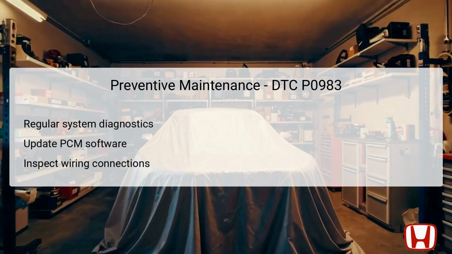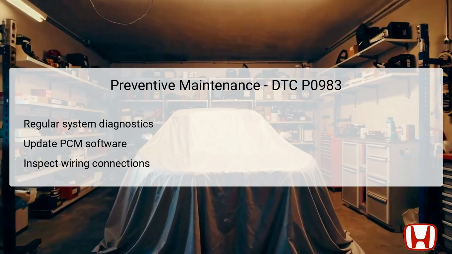Preventive maintenance is critical in ensuring the long-term functionality of the transmission system and preventing issues such as DTC P0983 from arising in the future. Regular diagnostics using tools like the HDS can help monitor the health of the transmission system and catch early signs of potential failures. Additionally, keeping the powertrain control module (PCM) software up to date is essential, as manufacturers often release updates to improve performance and rectify known issues.